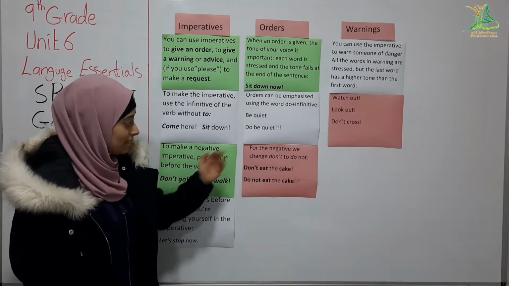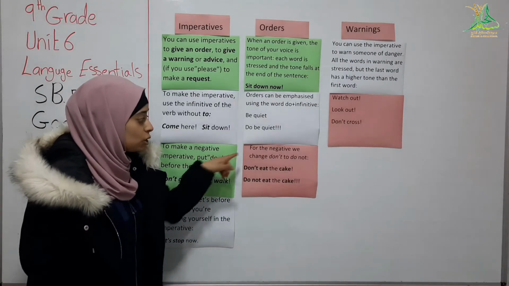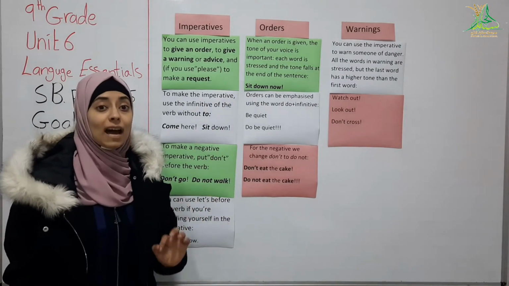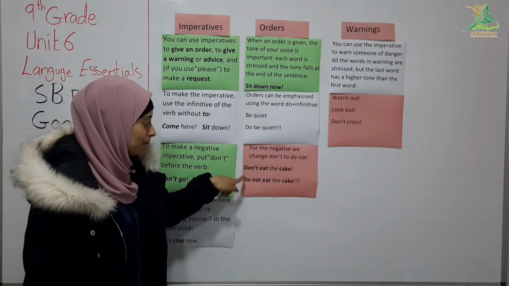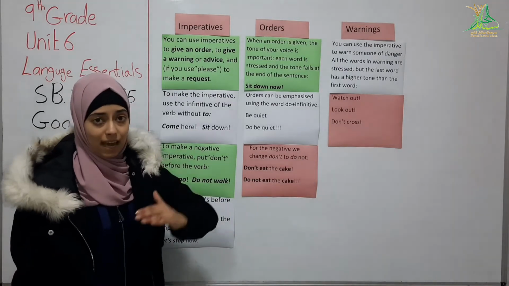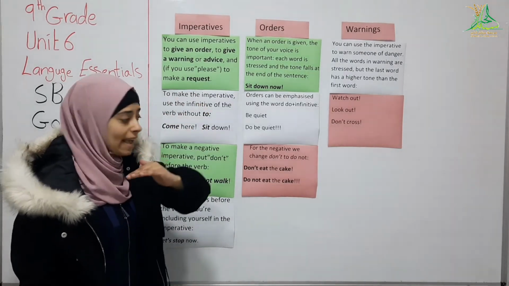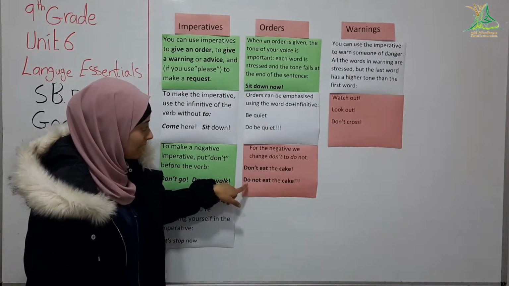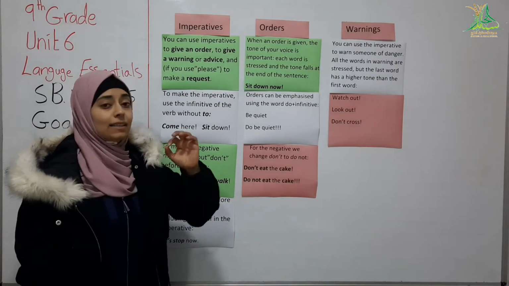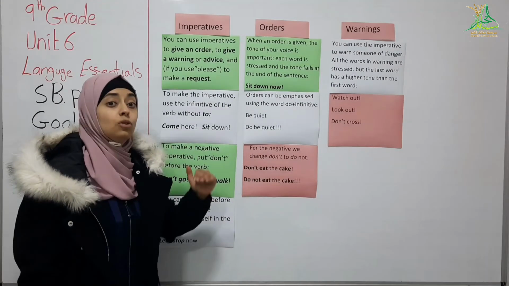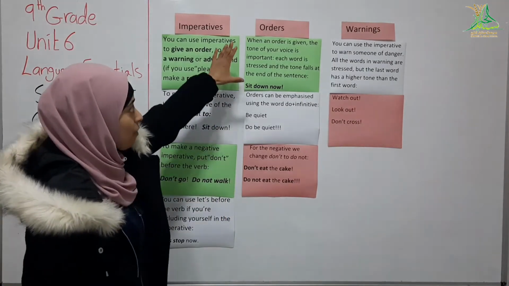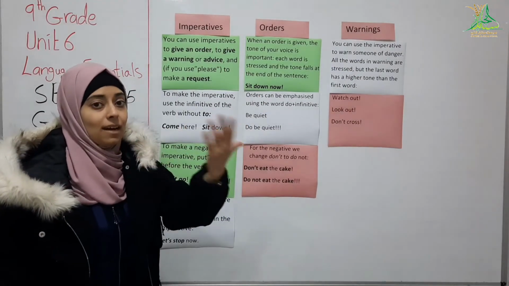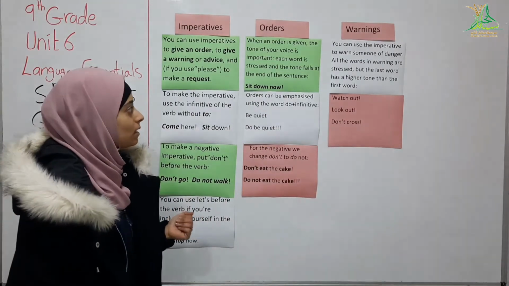For the negative, we change don't to do not, so it becomes stronger. For example, don't eat the cake. We will say, do not eat the cake. Okay? This is for orders, when you ask someone to do something.